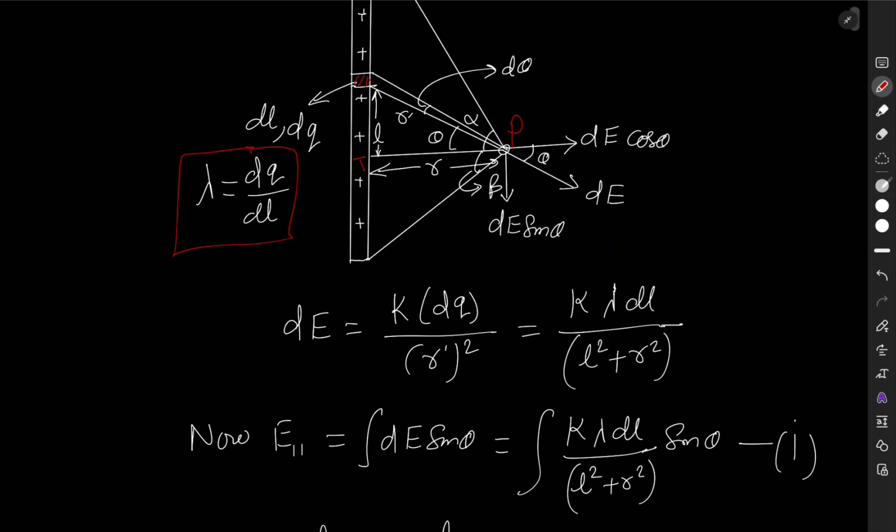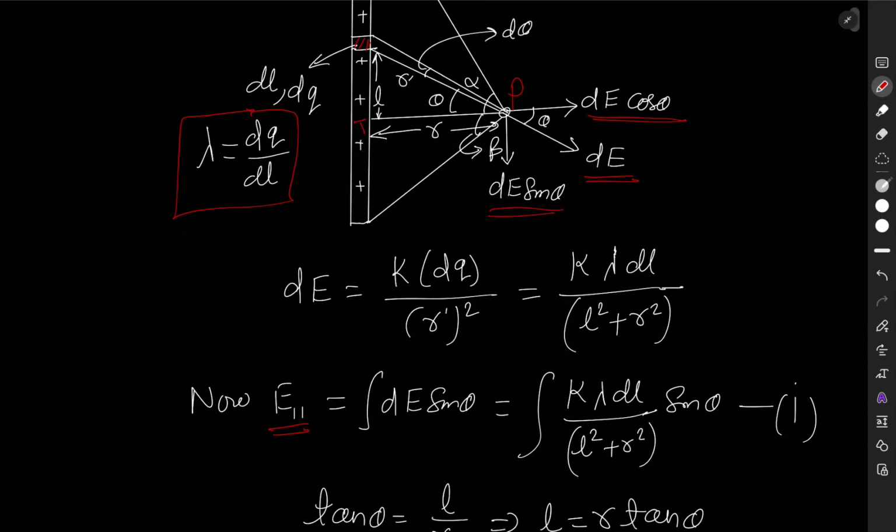Now we can see that there will be two components of dE. The first component will be dE cos theta, which is perpendicular to this rod, and the second component will be dE sin theta, which is parallel to this rod. First of all we are going to find the parallel component. For that we will have to integrate dE sin theta. dE we have already found: k lambda dl upon l square plus r square, and sin theta as it is.